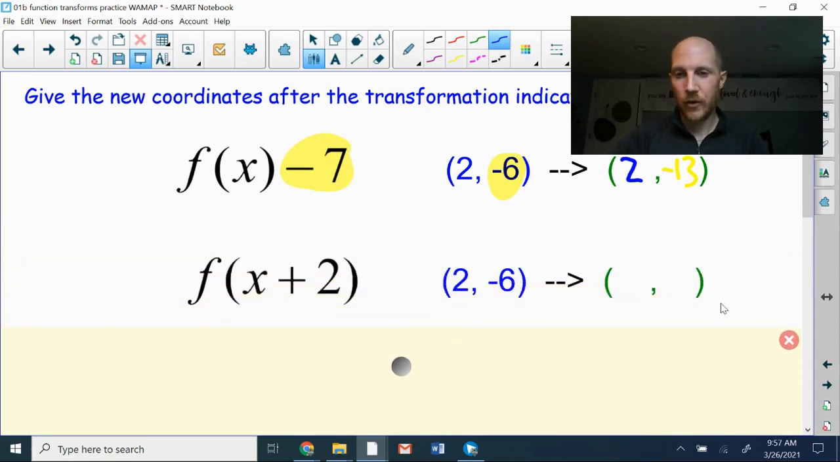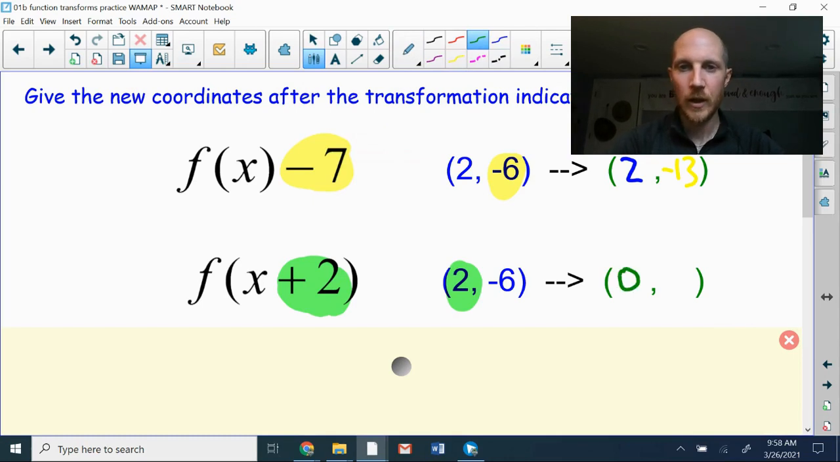Okay, next transformation. This function transformation, f of x plus 2. Inside the parentheses, we've got that plus 2, and inside the parentheses is always going to have a horizontal effect. It's going to change the x coordinate. And I remember from my notes page, I always do the opposite sign. So the function notation here says x plus 2, but I actually need to subtract that 2 to get my new coordinate. So I'm going to take the 2 in the coordinates, subtract that 2 from the transformation.